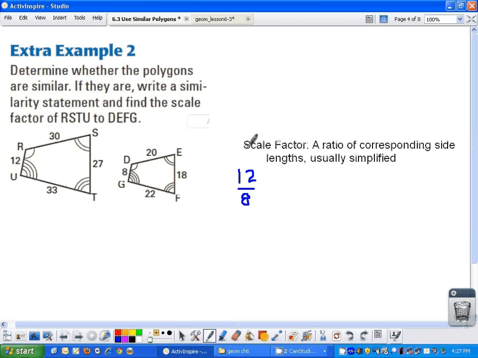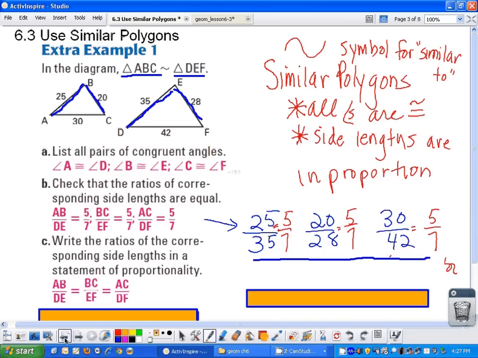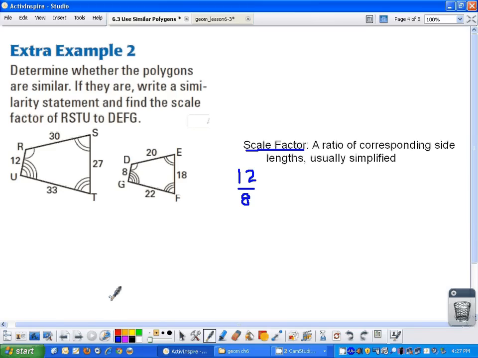So first of all, a scale factor is a ratio of corresponding side lengths. Okay, we used those on the last video. Flashing back, on part B, we checked the ratios of corresponding side lengths to make sure they're equal. We found that each of them equaled 5/7. So in this example, 5/7 is our scale factor. Okay? So let's go ahead and use it.